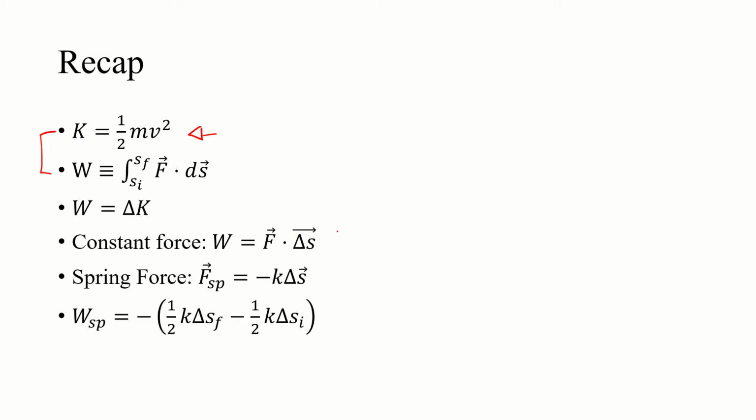For that constant force, the work ended up being just the dot product of the force with the displacement. So if the force was in the same direction as that displacement, we had a positive work done, and the kinetic energy was increasing. If they were in the opposite direction, we had a negative work done, and the kinetic energy was decreasing. The dot product is calculated F dot delta S. We can calculate it by taking the magnitude of the force times the magnitude of the displacement times the cosine of the angle between them.